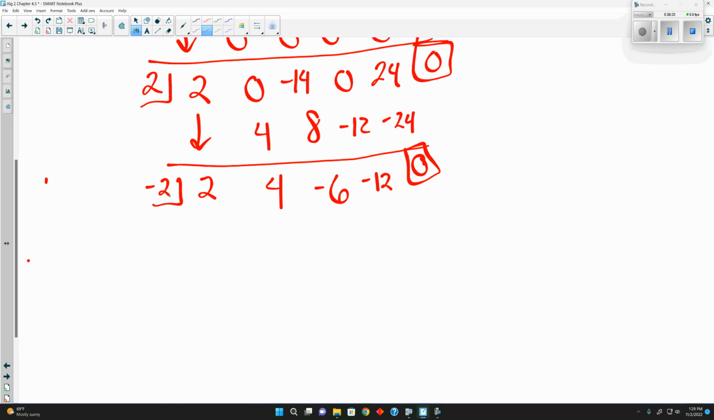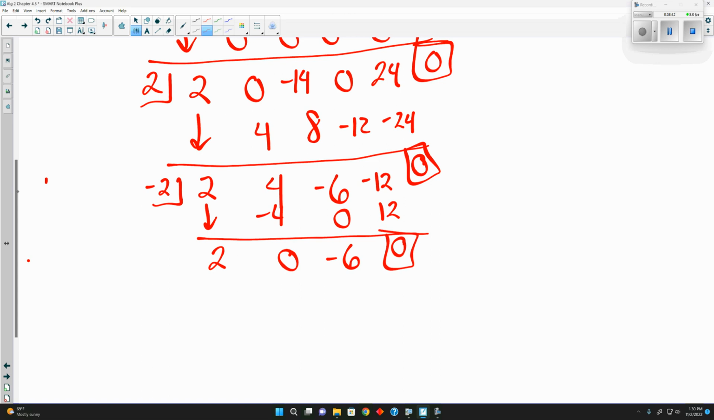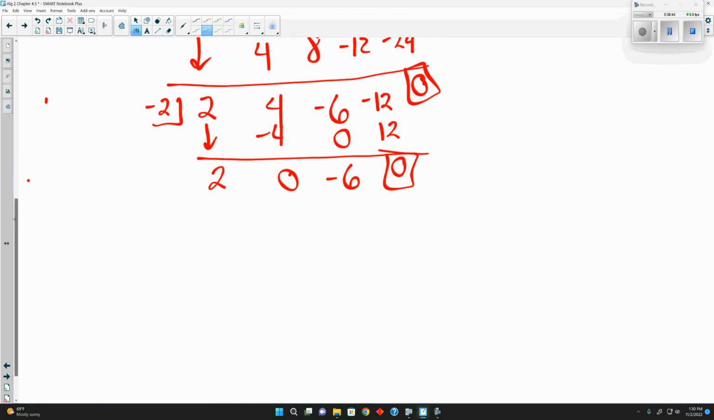Now that comes down to the next one, the last one. The only other value we had was -2. -2 times 2 is -4. 4 plus -4 is 0, -2 times 0 is 0, -6 plus 0 is -6. -2 times -6 is 12, which gives us 0. So doing these 3 divisions brought it down to a quadratic of degree 2.